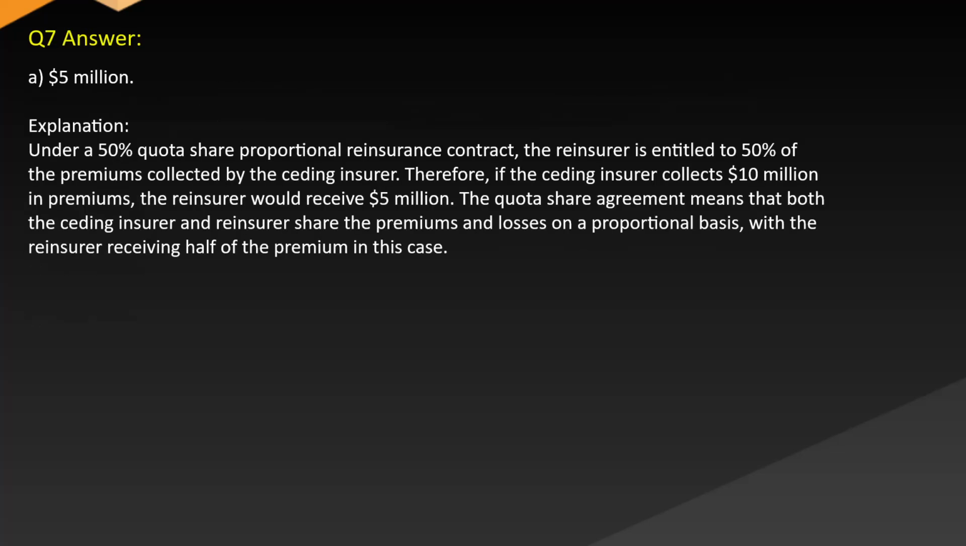Answer: A. $5 million. Explanation: under a 50% quota share proportional reinsurance contract, the reinsurer is entitled to 50% of the premiums collected by the ceding insurer. Therefore, if the ceding insurer collects $10 million in premiums, the reinsurer would receive $5 million. The quota share agreement means that both the ceding insurer and reinsurer share the premiums and losses on a proportional basis, with the reinsurer receiving half of the premium in this case.